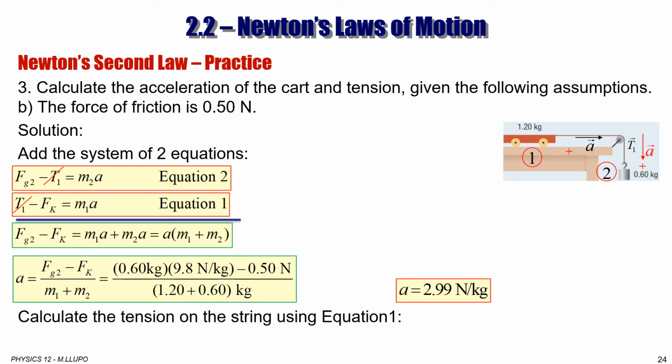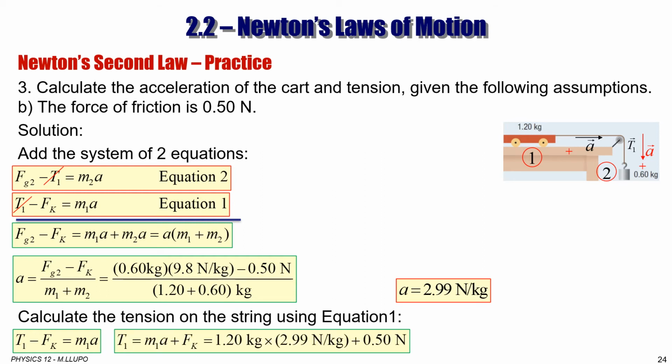We can calculate tension on a string using equation 1. We move Fk to the other side of the equation, that minus Fk becomes plus Fk. And we plug numbers and we find T1 is equal to 4.1 Newton. And that's the end of the lesson.